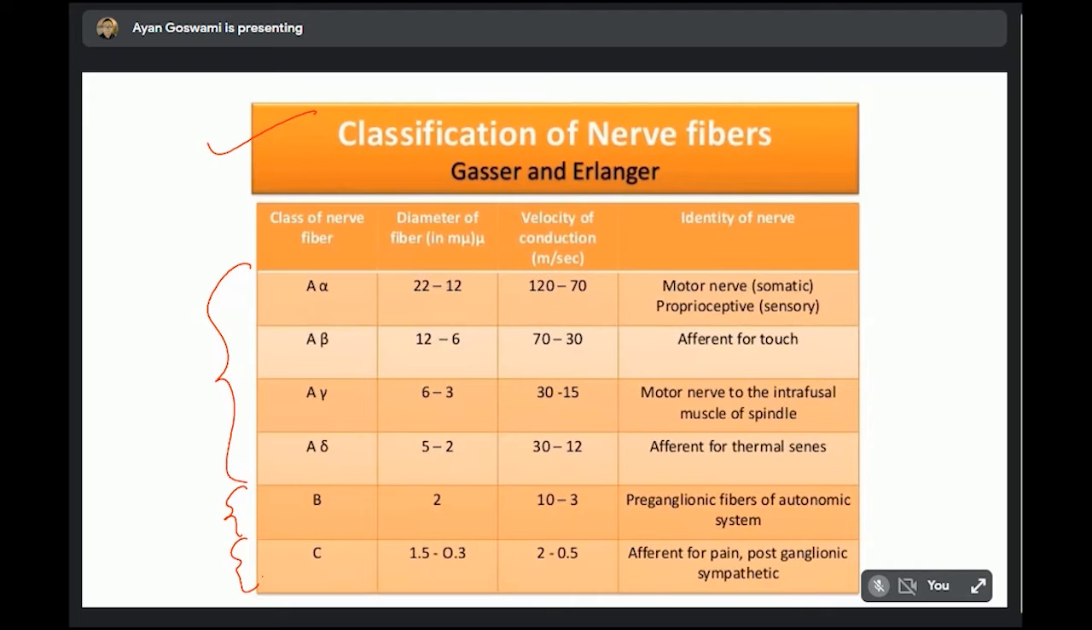Under A, we have A alpha. First question is, have you read this classification? Have you studied this classification? No, sir, no. Okay.